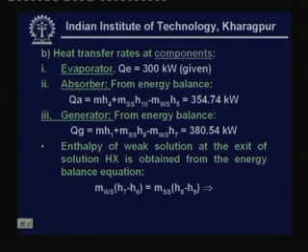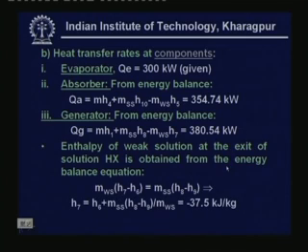Energy gained by the weak solution is equal to energy lost by the strong solution. That is what is shown here. Energy gained by the weak solution is MWS into H7 minus H6. This is equal to energy lost by the strong solution, that is MSS into H8 minus H9. So, this gives H7 is equal to H6 plus MSS into H8 minus H9 divided by MWS, and we know everything on the right hand side. That means we know all the enthalpies, we also know the mass flow rates. So, if you substitute these values, you find that the enthalpy is minus 37.5 kilojoule per kg.